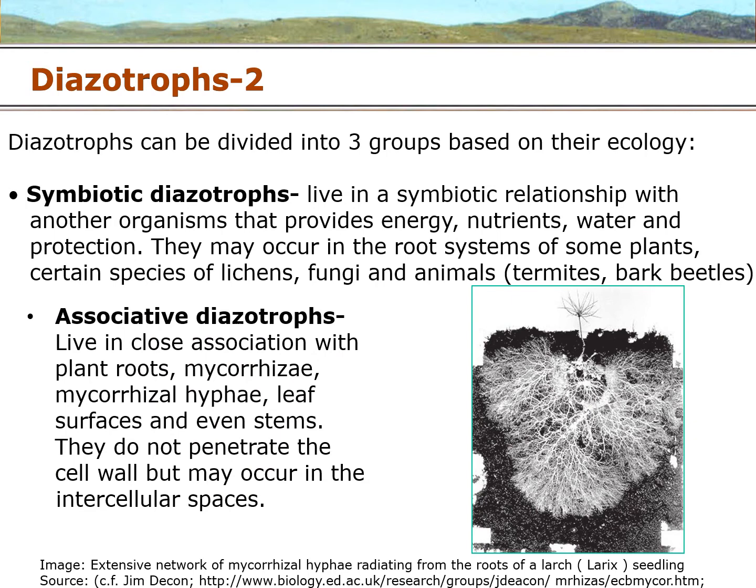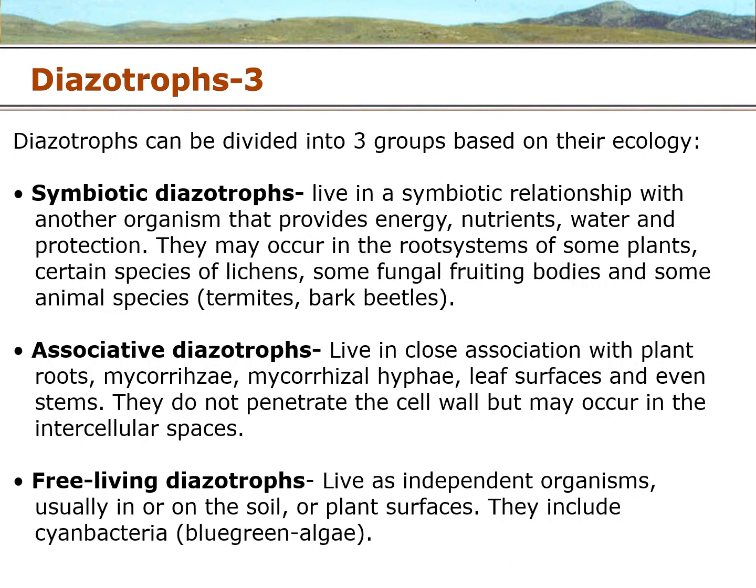A second group of diazotrophs is the associative diazotrophs. They live in close association with plant roots, mycorrhizal hyphae, on leaf surfaces, and even on stems. They do not penetrate the cell wall, but they may occur in the cellular interspaces. And the third kind is the free-living diazotrophs. They live as independent organisms, usually on or in the soil, or on plant surfaces, and they include the cyanobacteria or blue-green algae.